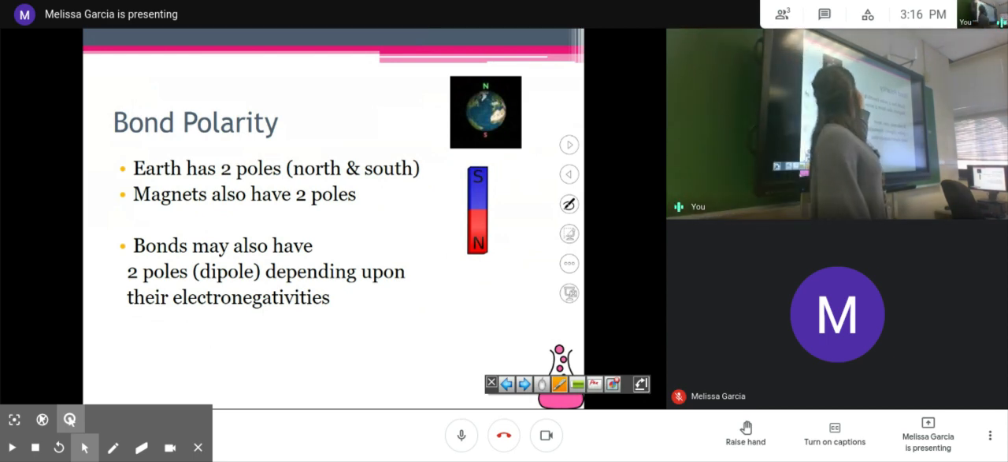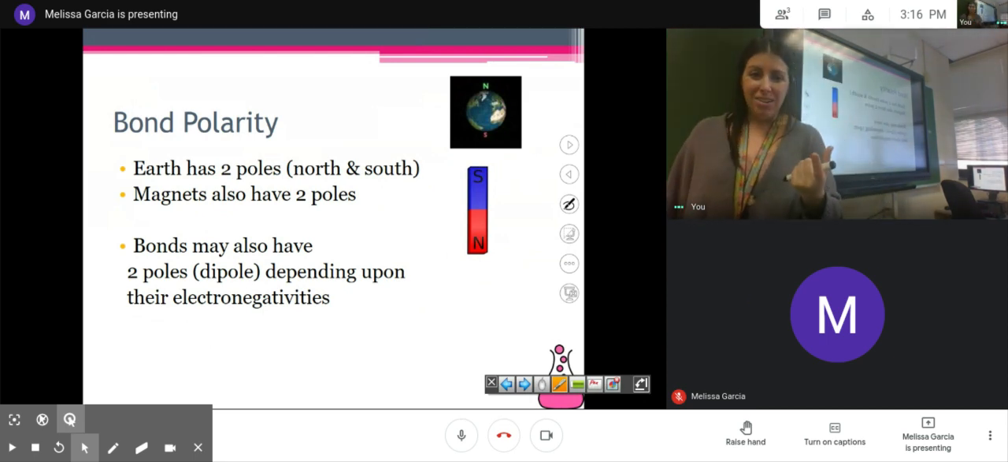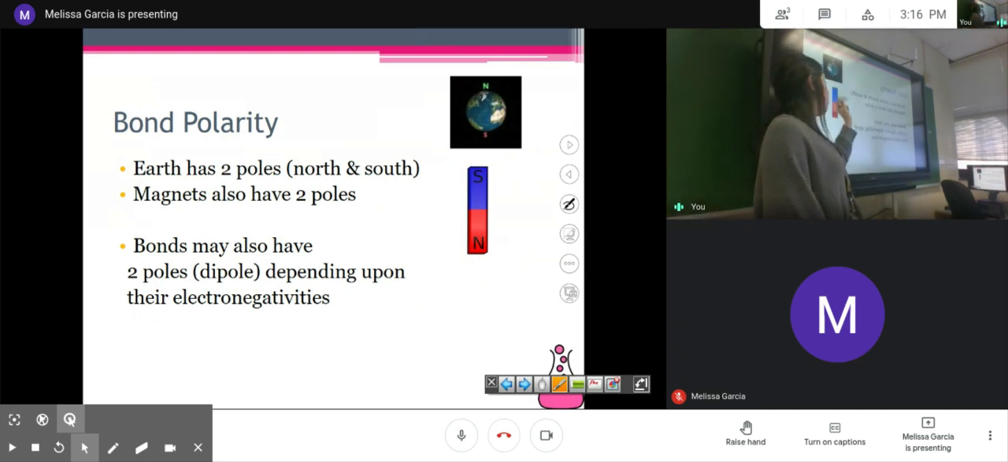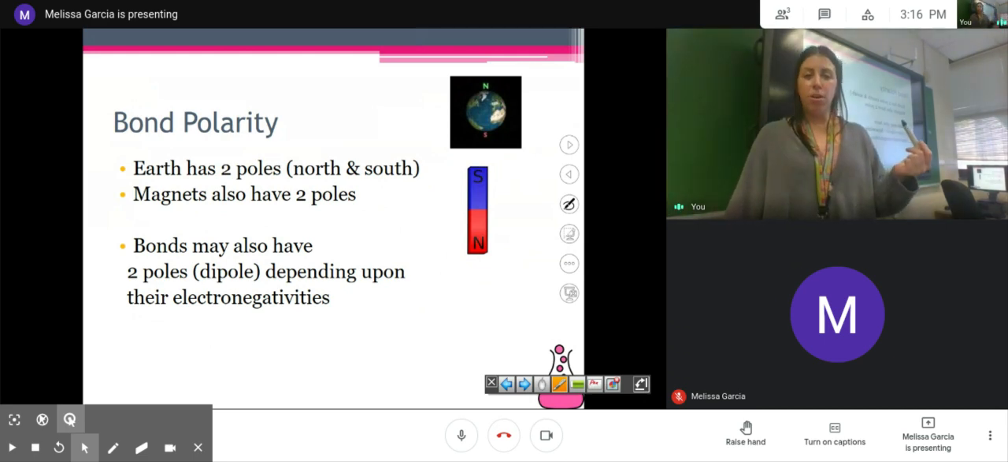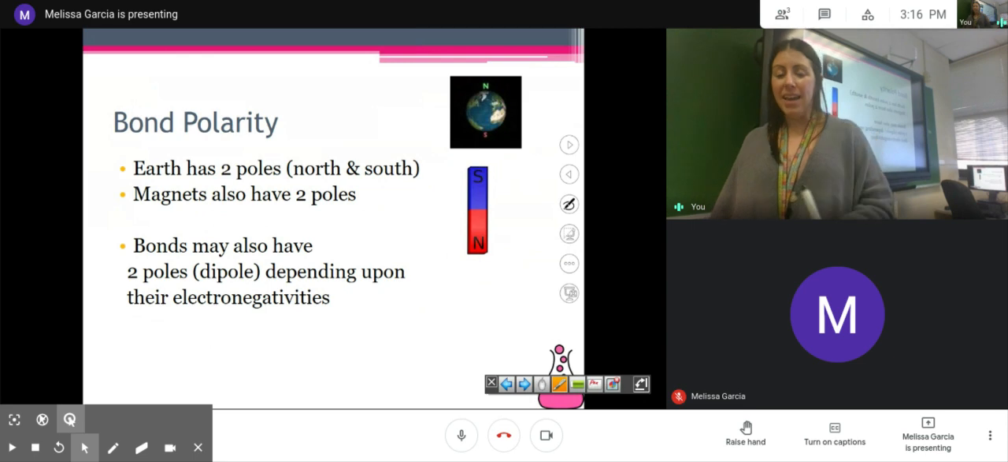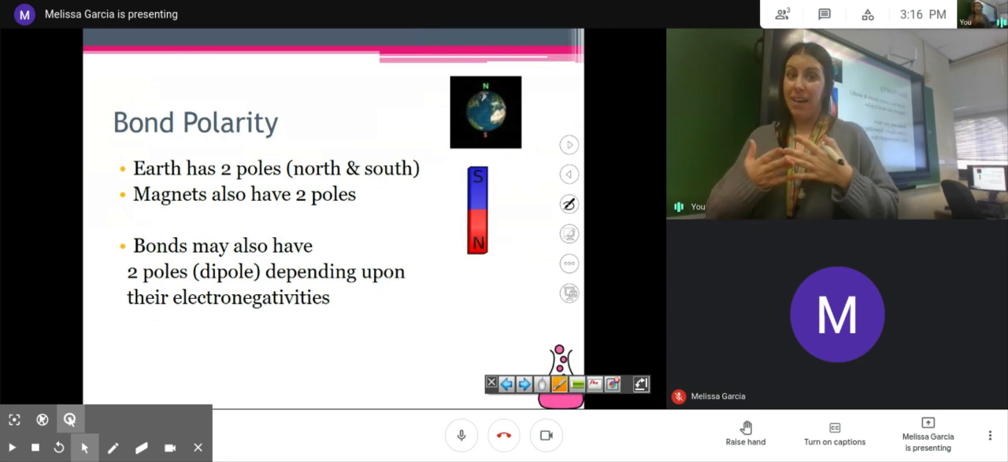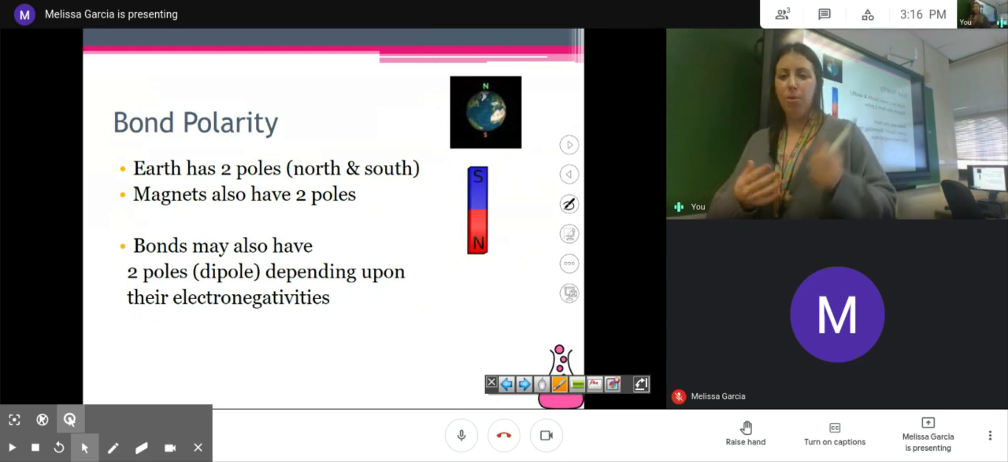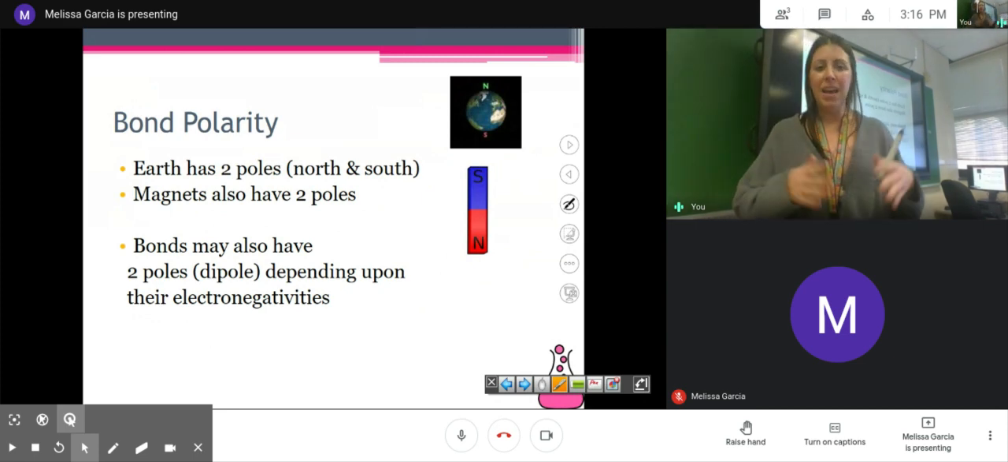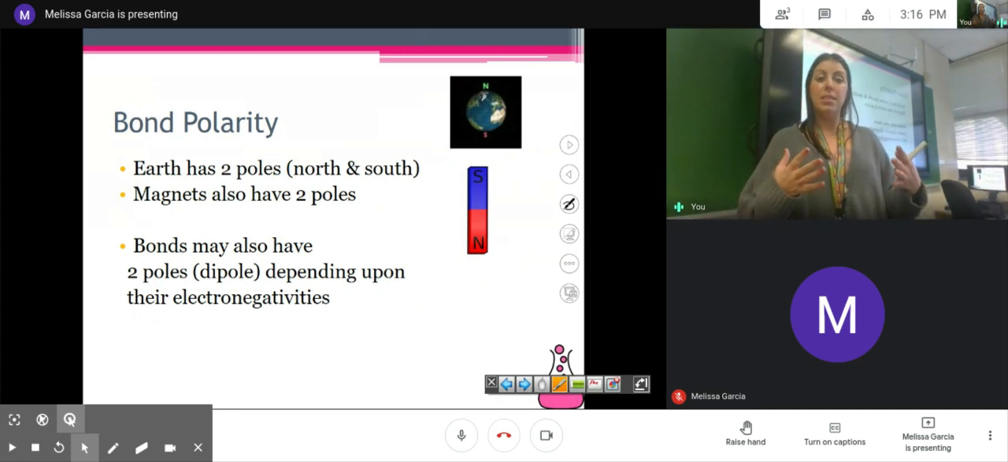A north pole and a south pole. A magnet also has 2 poles, a north pole or a south pole. Sometimes we call those poles positive and negative poles. Well, our bonds most of the time are going to have different poles to them, a positive pole and a negative pole. These poles depend on the electronegativities of the atoms that are in the bond.